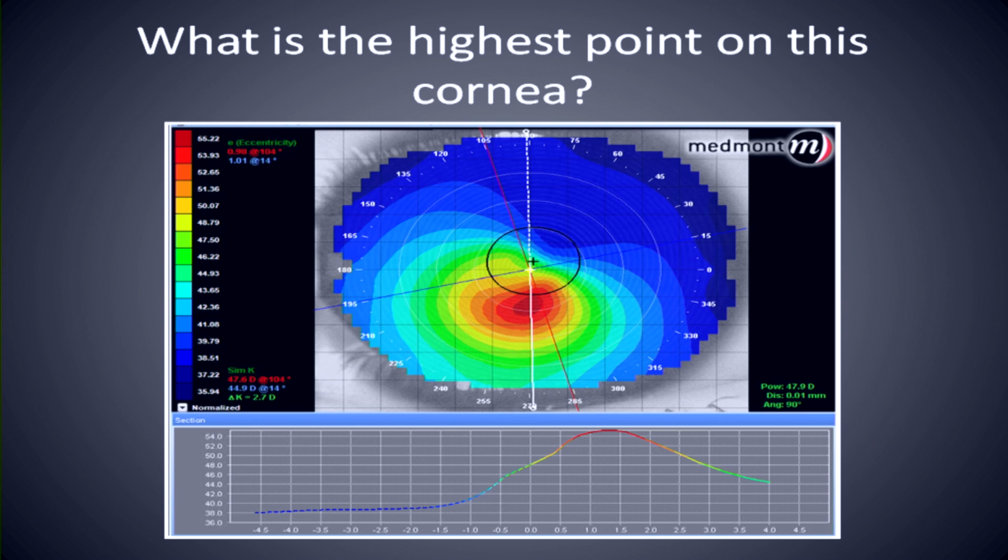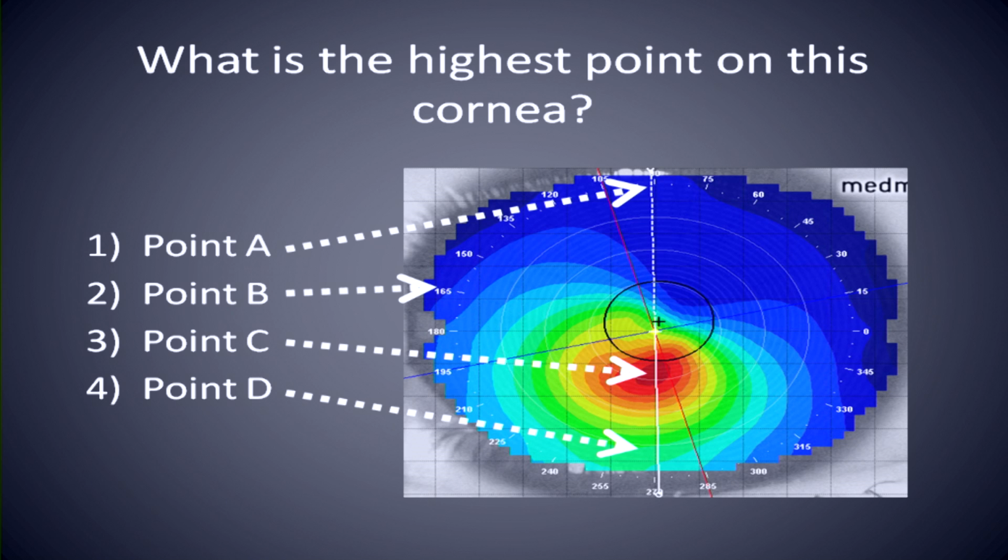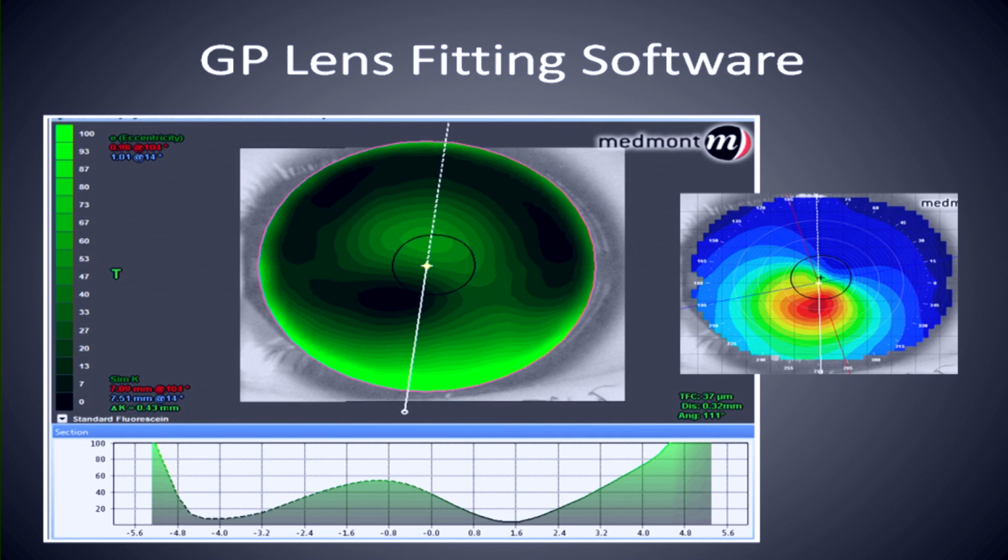We have an oval keratoconic patient. If we took some options and said, is this the highest point, or is this the highest point, or is this the highest point, or is this the highest point? I'm sure if we had a show of hands, 100% of people would say, that is the highest point on that eye. It's a keratoconic patient. It's the steepest, reddest, most curved point on that surface.